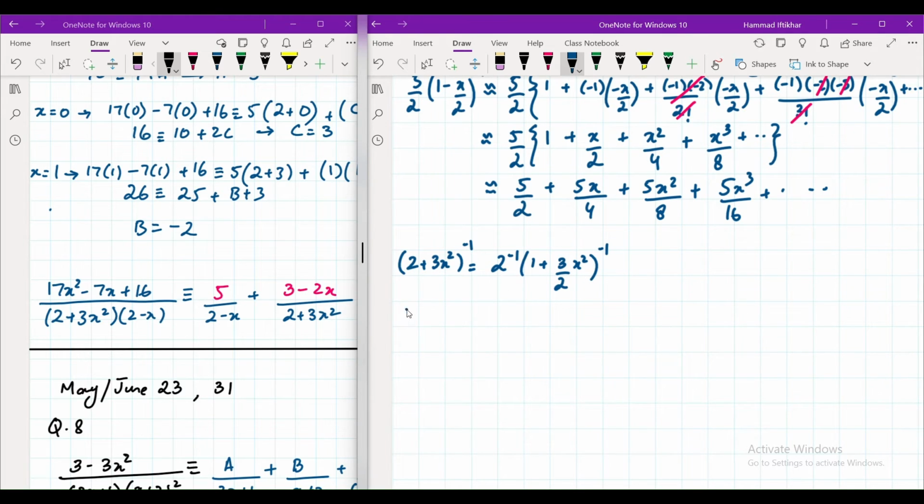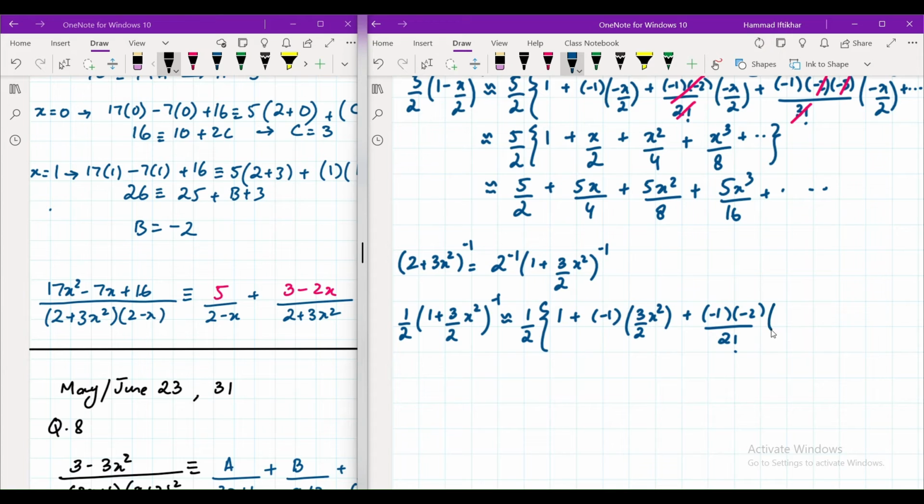So this is just 1 over 2, 1 plus 3 over 2x squared raised to power minus 1. So let's expand this. So 1 over 2, we have 1 plus negative 1, 3 over 2x squared will come as it is. Then plus negative 1, negative 2, 2 factorial.